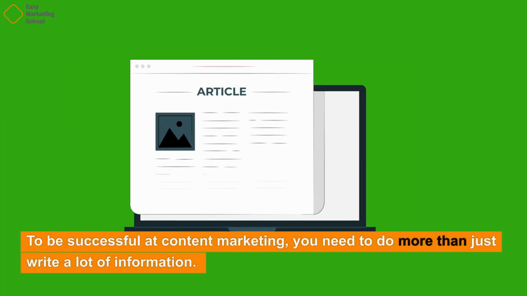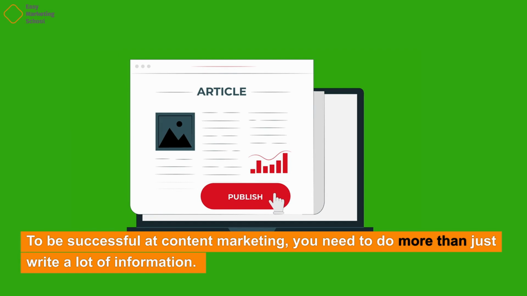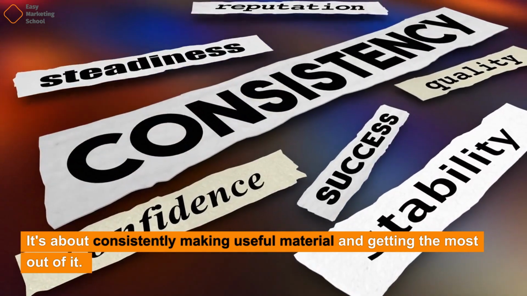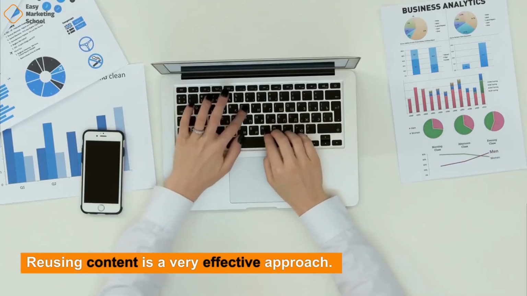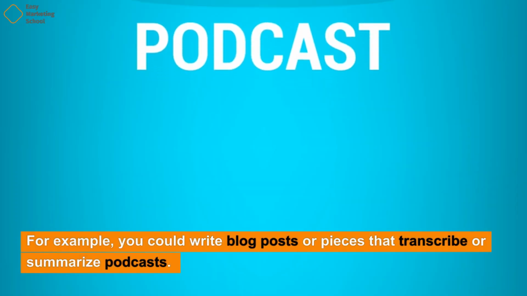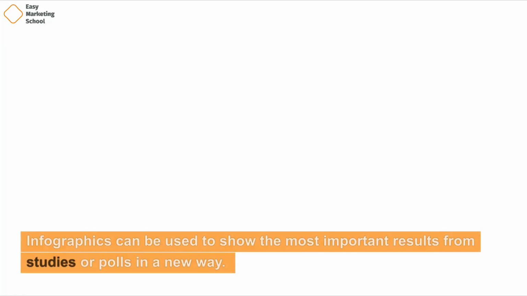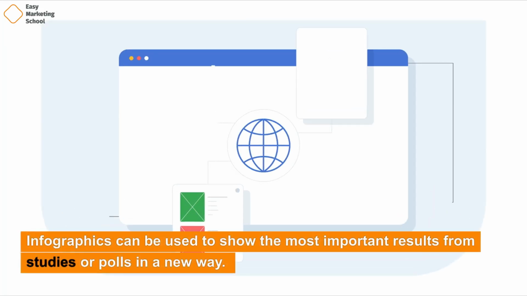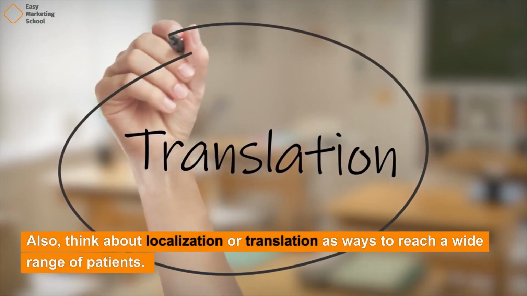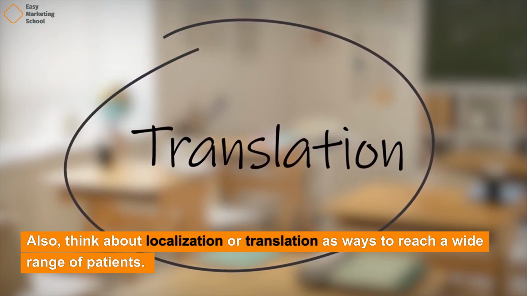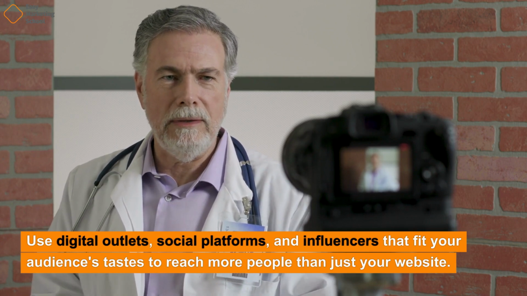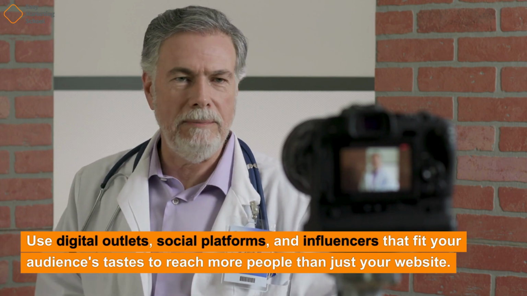To be successful at content marketing, you need to do more than just write a lot of information. It's about consistently making useful material and getting the most out of it. Reusing content is a very effective approach. For example, you could write blog posts or pieces that transcribe or summarize podcasts. Infographics can be used to show the most important results from studies or polls in a new way. Also, think about localization or translation as ways to reach a wide range of patients. Use digital outlets, social platforms, and influencers that fit your audience's taste to reach more people than just your website.